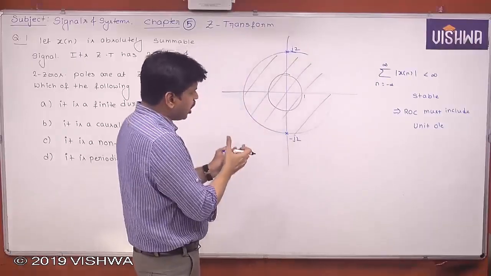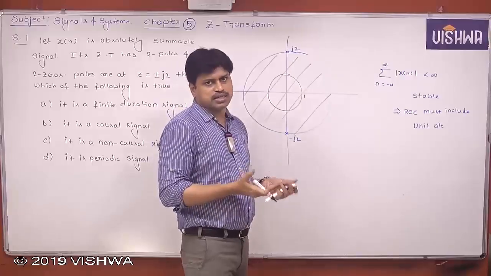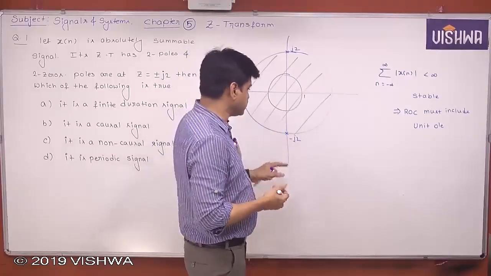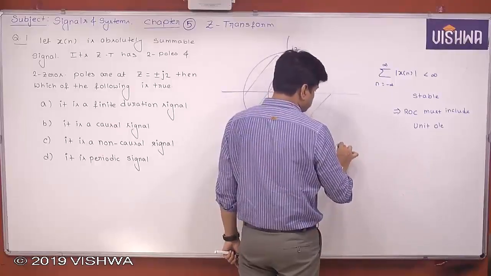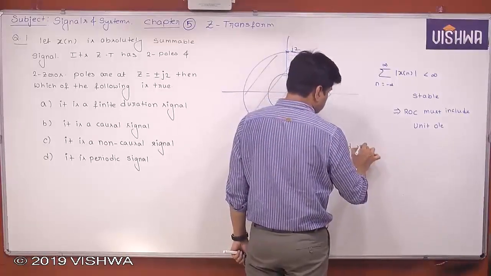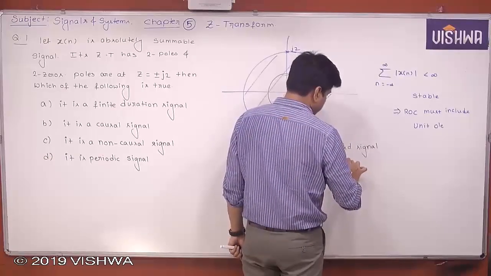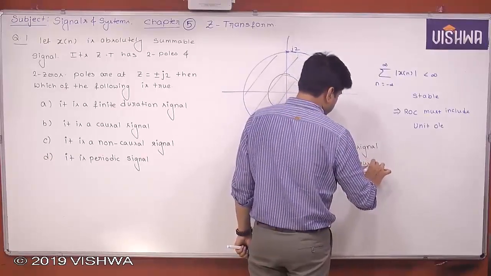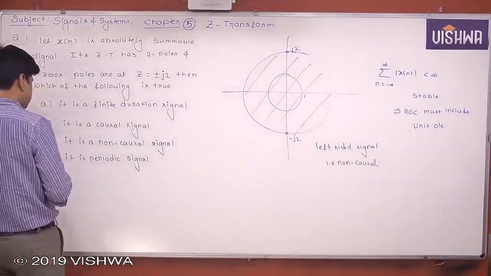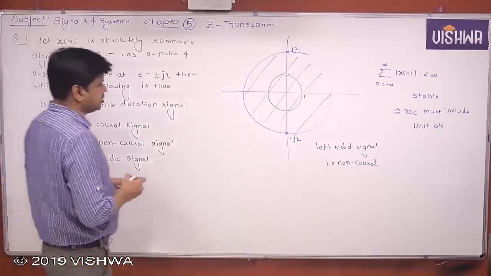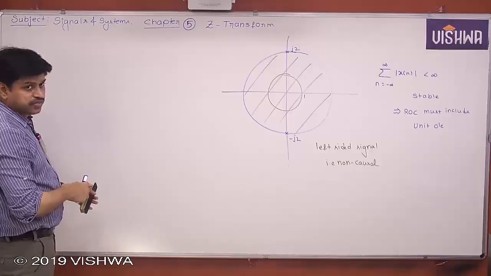So this kind of ROC is going to give you a causal or non-causal signal? That is definitely a non-causal signal, a left-sided signal. So option C is correct. It is a non-causal signal. And next, differentiation property.